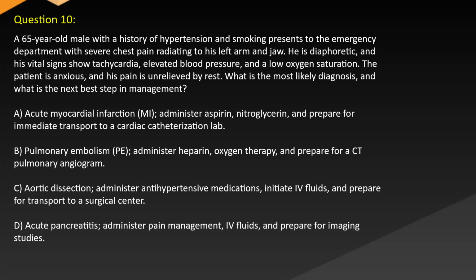A. Acute myocardial infarction. Administer aspirin, nitroglycerin, and prepare for immediate transport to a cardiac catheterization lab. B. Pulmonary embolism. Administer heparin, oxygen therapy, and prepare for a pulmonary angiogram. C. Aortic dissection. Administer antihypertensive medications, initiate Ringer's fluids, and prepare for transport to a surgical center. D. Acute pancreatitis. Administer pain management, Ringer's fluids, and prepare for imaging studies.